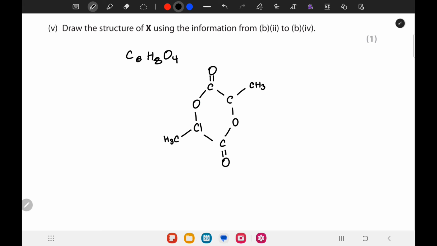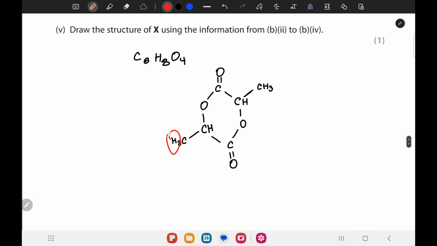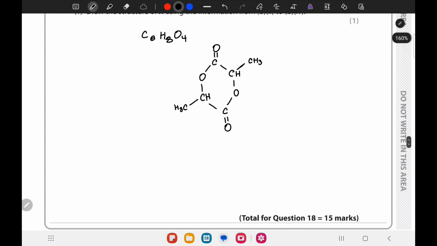And if I do this, I'll have an H over here. So if I have this, the ratio of 1 to 3 is maintained. This will be a doublet. This will be a quartet. We have an ester group over here and here. We have 1, 2, and 3 different carbon environments. So this satisfies all of the conditions that we have found so far. It also matches the molecular formula as well. So this is the answer.